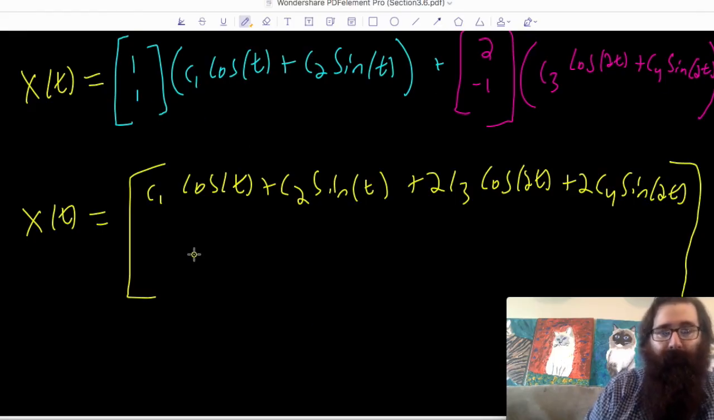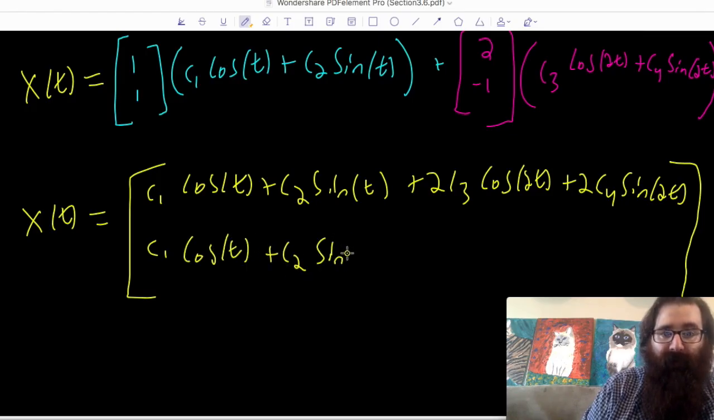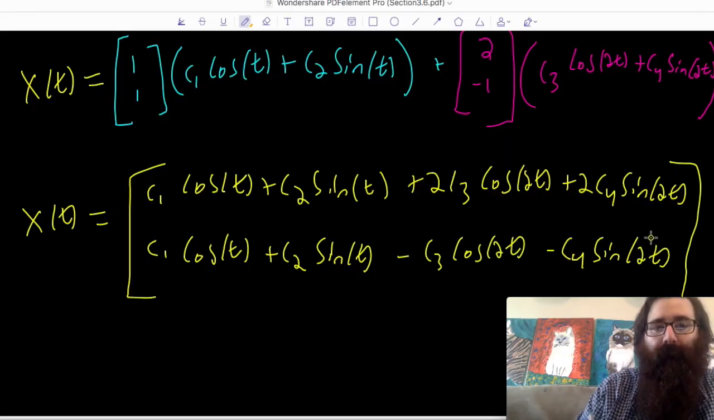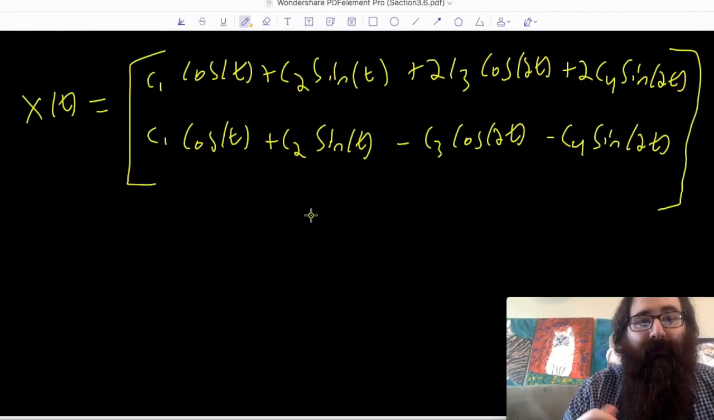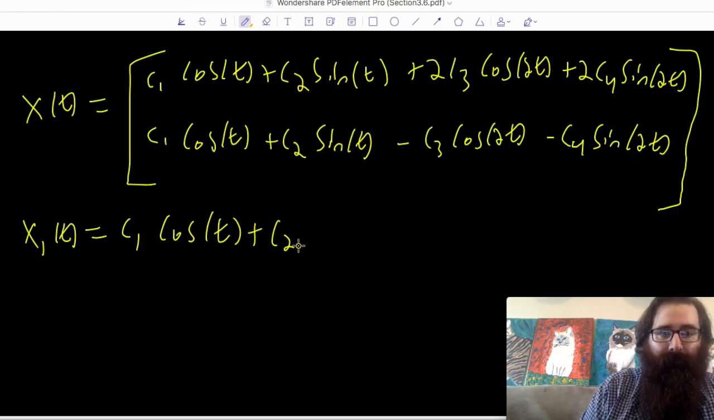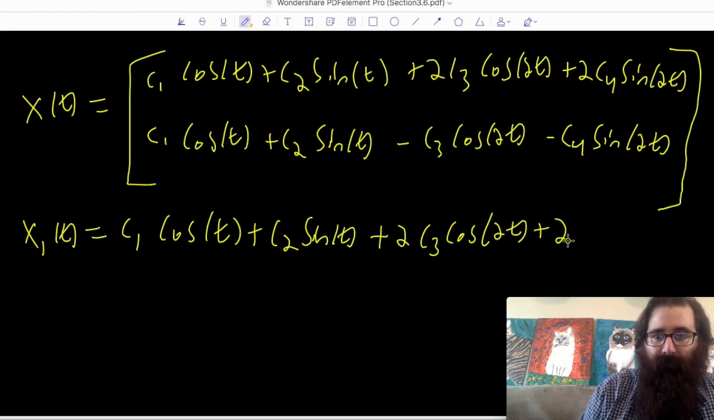So now I'm going to have 1 times, so same thing essentially, c sub 1 cosine t plus c sub 2 sine of t. And then multiplying -1 in, we get minus c sub 3 cosine 2t minus c sub 4 sine of 2t. And we can extract these out as separate pieces. So top row is x sub 1. X sub 1 at t is c sub 1 cosine t plus c sub 2 sine of t plus 2 c sub 3 cosine 2t plus 2 c sub 4 sine of 2t.